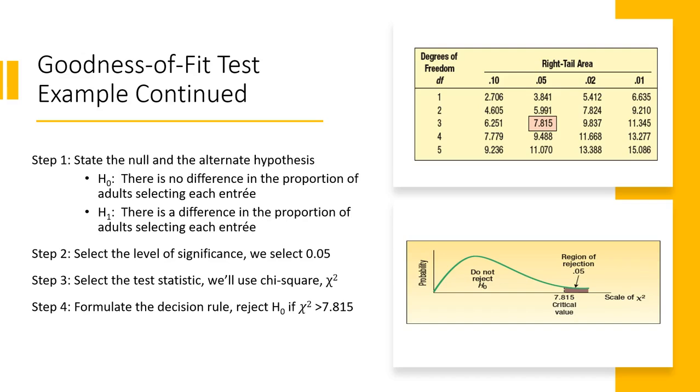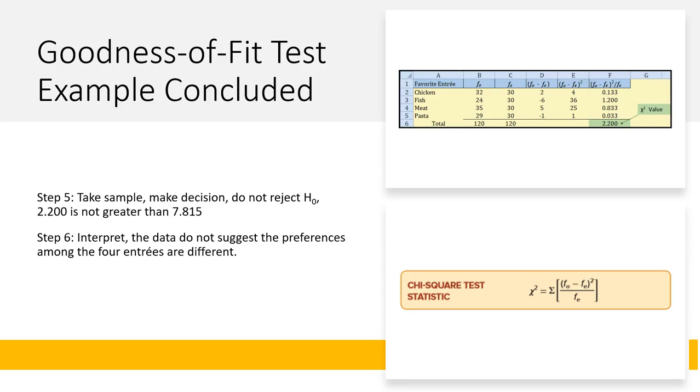So to find the critical value, we would go to a chi-square distribution table and find that the critical value is 7.815. And we can find that by locating 3 degrees of freedom in the left margin and then moving horizontally and reading the critical value in the 0.05 column. So on the next slide, we're actually going to conduct the test.